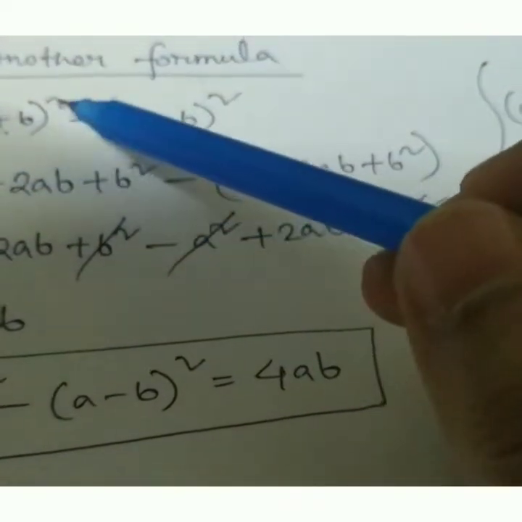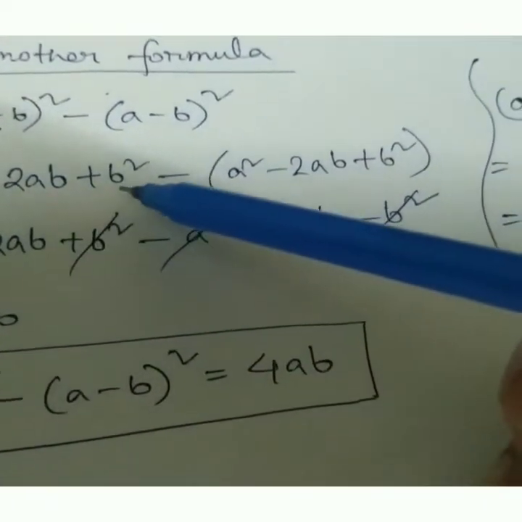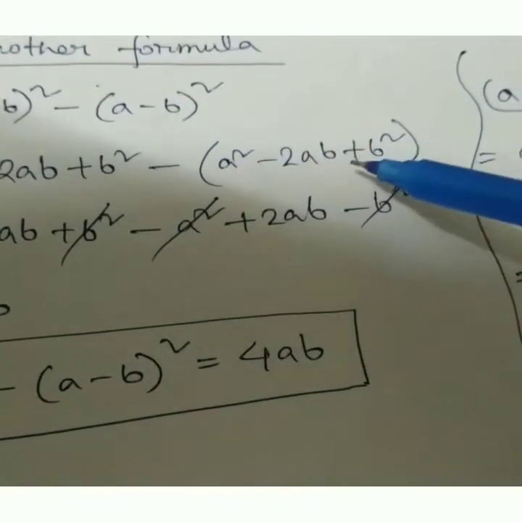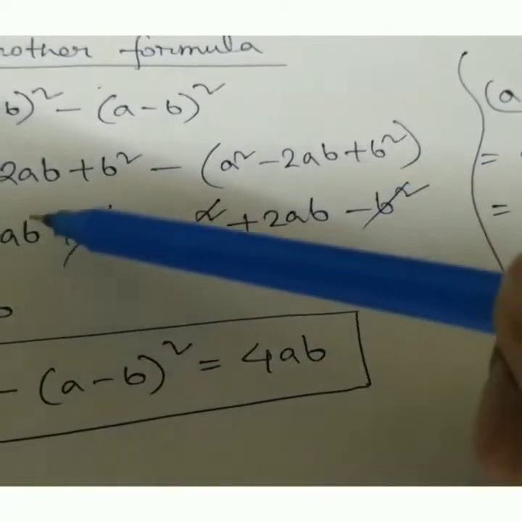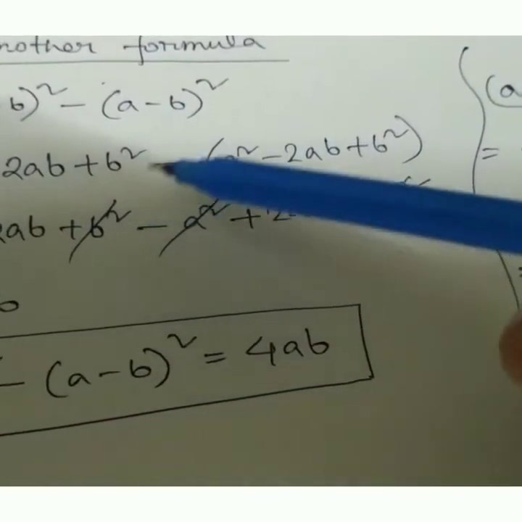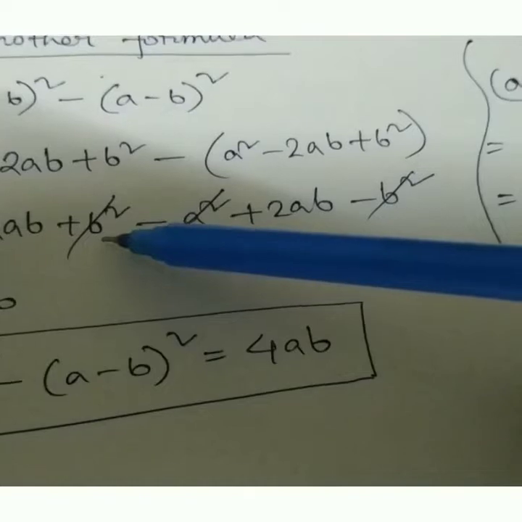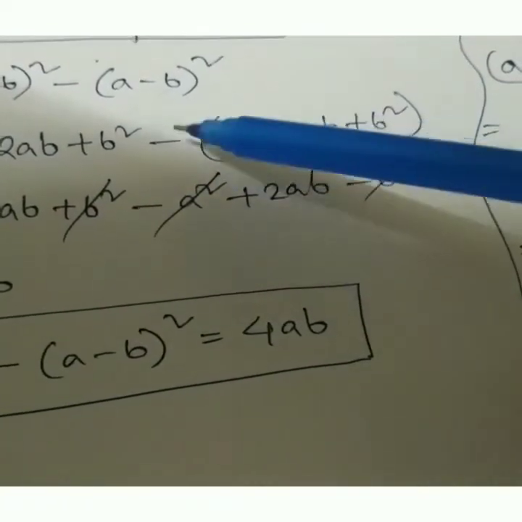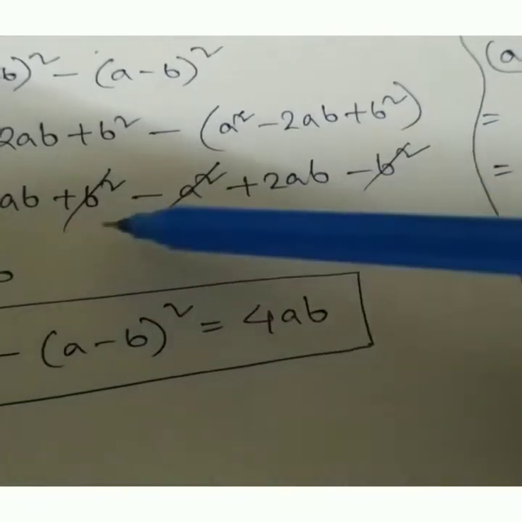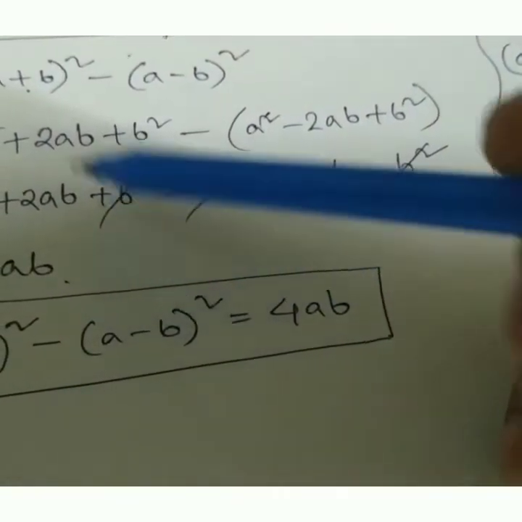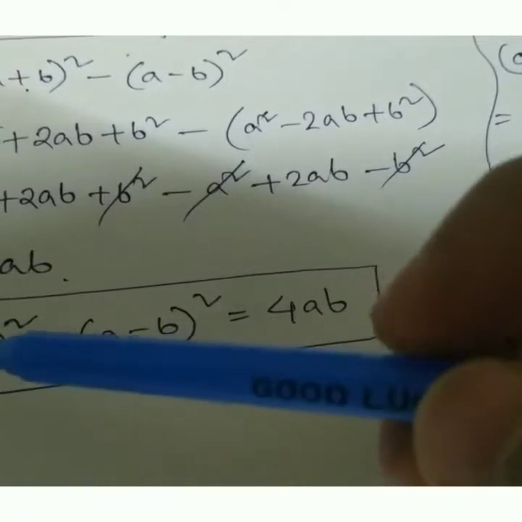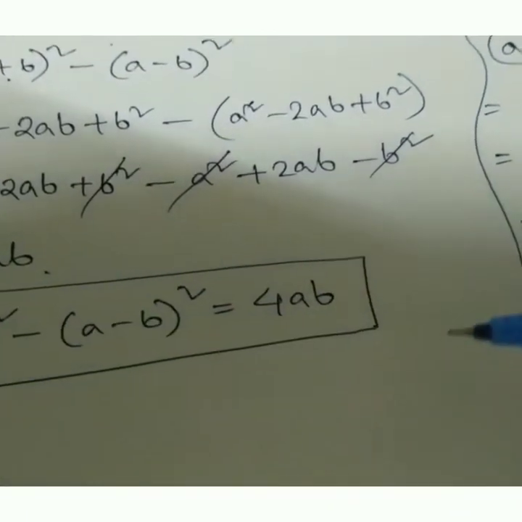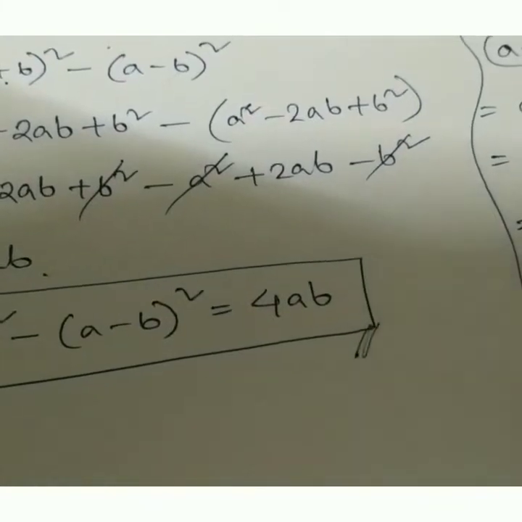(a plus b) whole square, we already know, is a square plus 2ab plus b square, and (a minus b) whole square is a square minus 2ab plus b square. If we write it down as it is, a square plus 2ab plus b square minus a square minus 2ab plus b square, then minus into minus is plus, and minus into plus is minus. So what do we get? That's 4ab. From here we can deduce a formula: if we subtract (a minus b) whole square from (a plus b) whole square, we get 4ab.